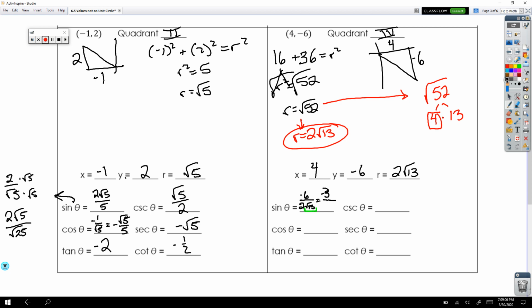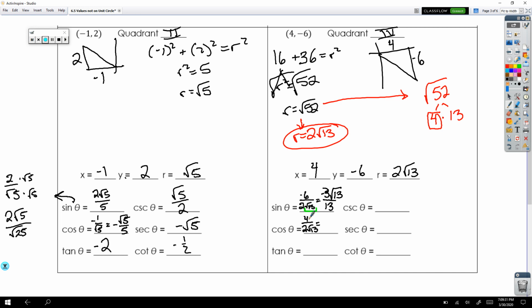So, multiplying top and bottom by the square root of 13, that puts the radical on the top, and then plain old 13 on the bottom. Now I just need to check to make sure my numbers still don't simplify. They don't, so that is my answer. Okay. Cosine, x over r. So 4 over 2 root 13.